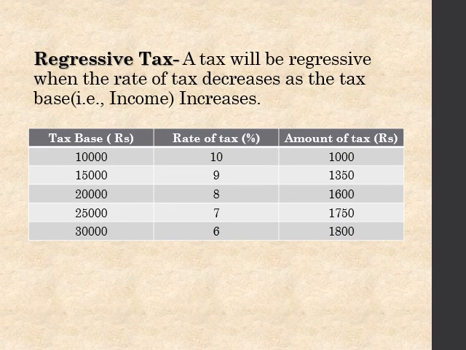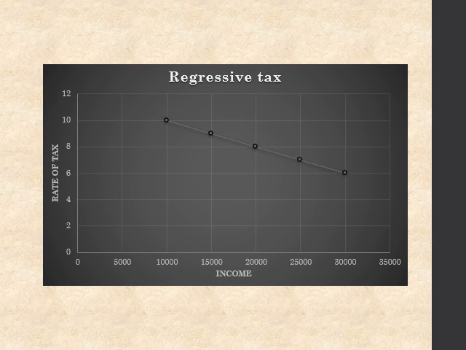Moving to the regressive tax, a tax will be regressive when the rate of tax decreases as the tax base, or you can say income, increases. So income increases from 10,000 to 30,000, and the rate of tax decreases from 10% to 6%. So this is called regressive tax. And the diagram looks like this. It shows an inverse relationship: tax rate and income show an inverse relationship to each other. You can write it this way.